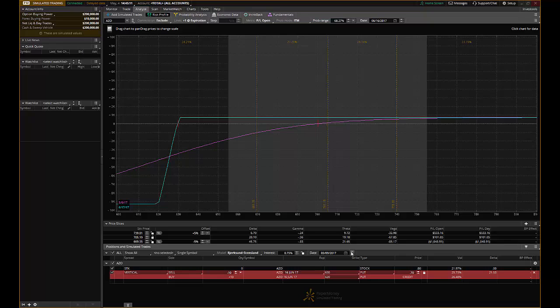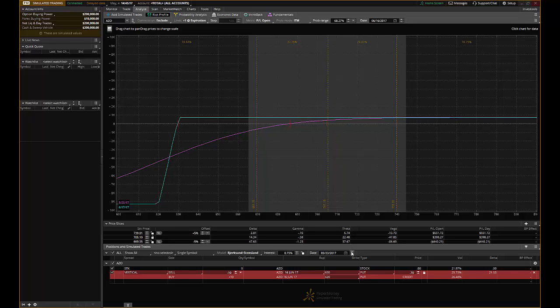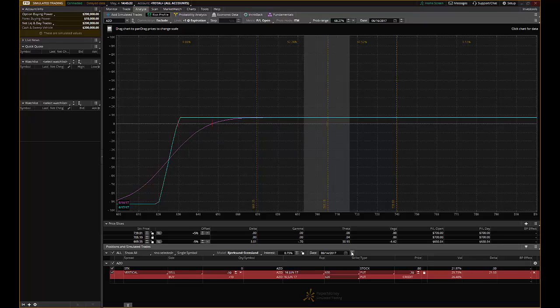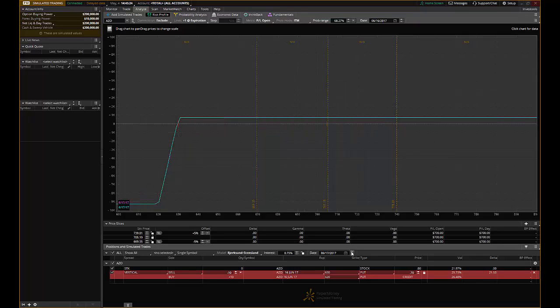And as we get closer to expiration, the pink graph is going to start to look more like the blue graph until eventually it matches it completely. So you can see now it's really starting to, and there you go. So let's go back to today.